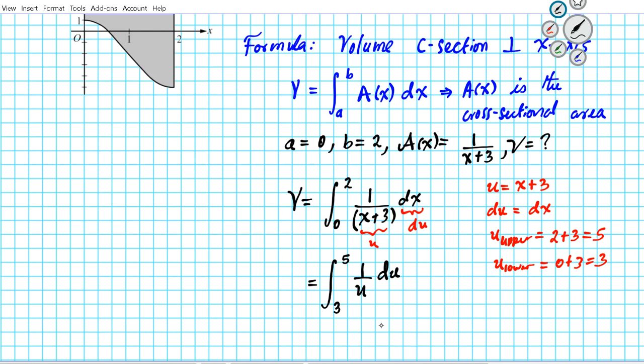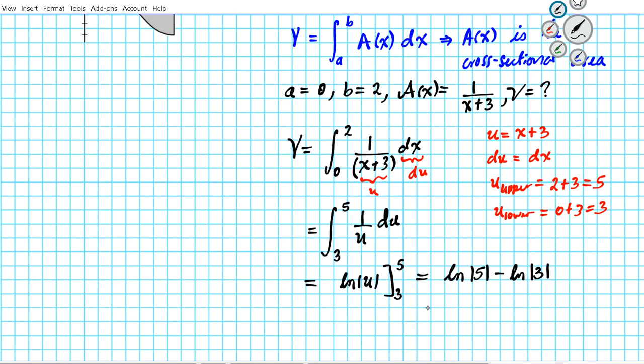What is the antiderivative of 1 over u? The antiderivative of 1 over u is the natural logarithm of the absolute value of u, evaluated from our new u's, 3 to 5. So this becomes the natural log of the upper limit minus the natural log of the lower limit. And then there you go. That is our final answer. So this expression basically represents the volume of the solid with the given information.